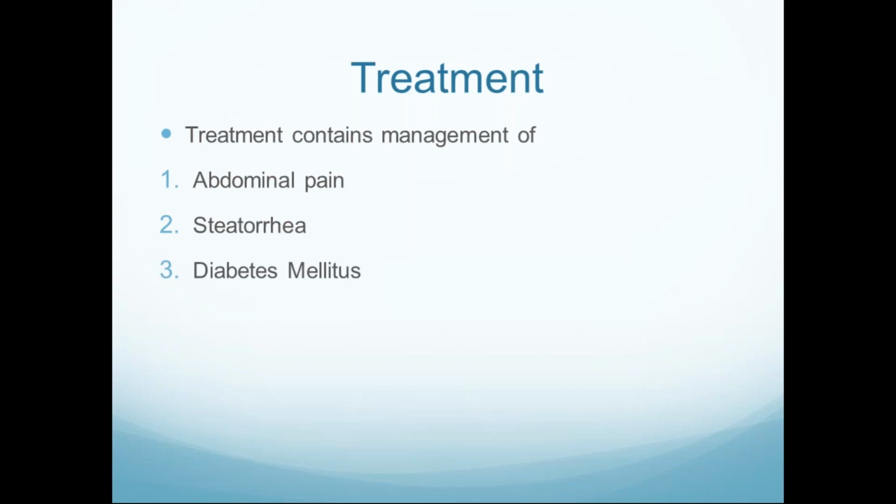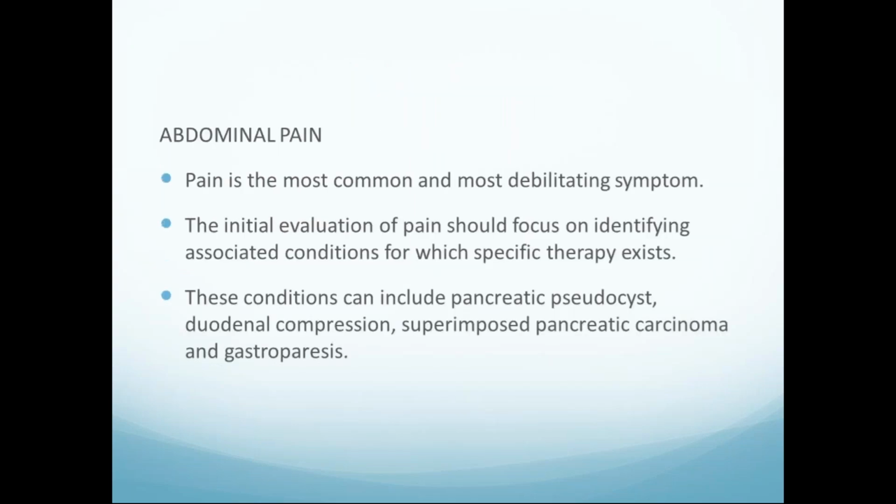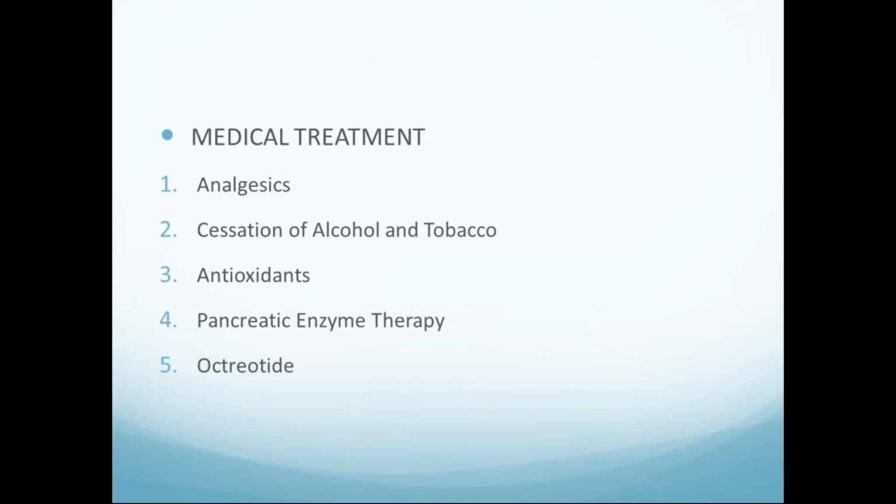So treatment contains management of abdominal pain, steatorrhea, and diabetes mellitus. Okay. Abdominal pain is the most common and most debilitating symptom we have known. The initial evaluation of pain should be focused. So initially it includes pancreatic cirrhosis, duodenal compression, superimposed pancreatic carcinoma, and gastroparesis.